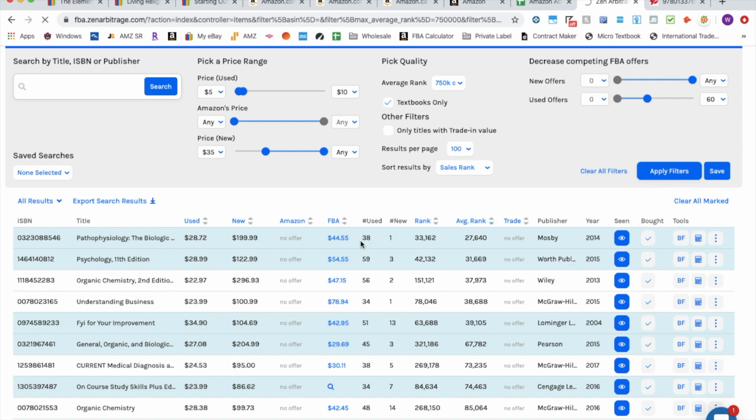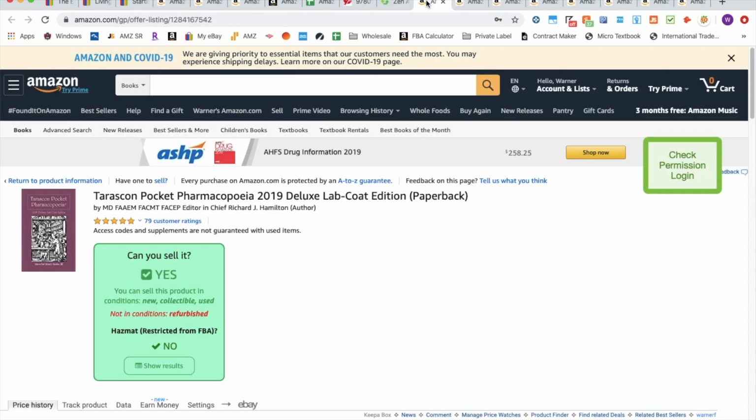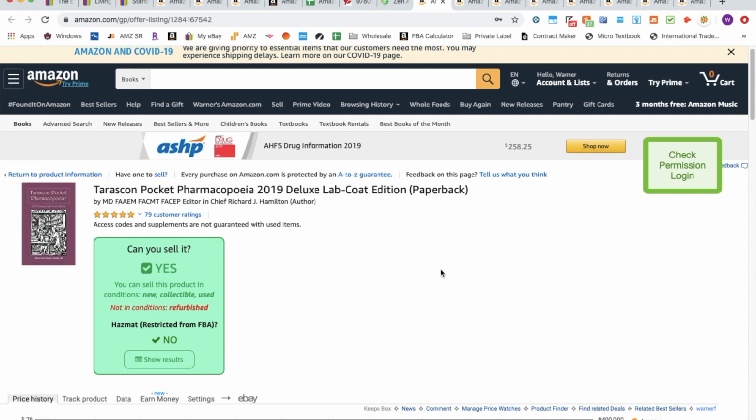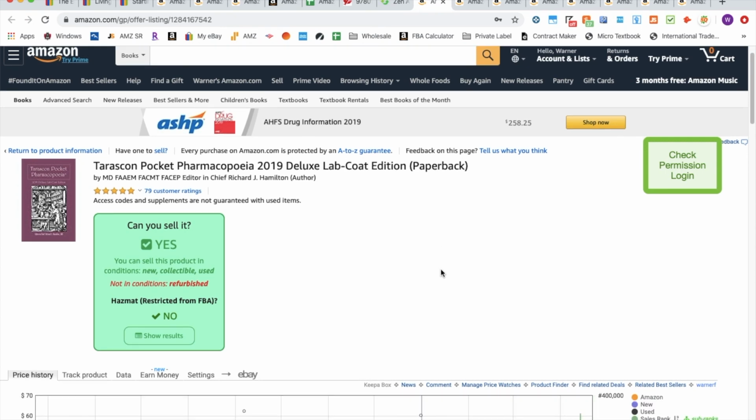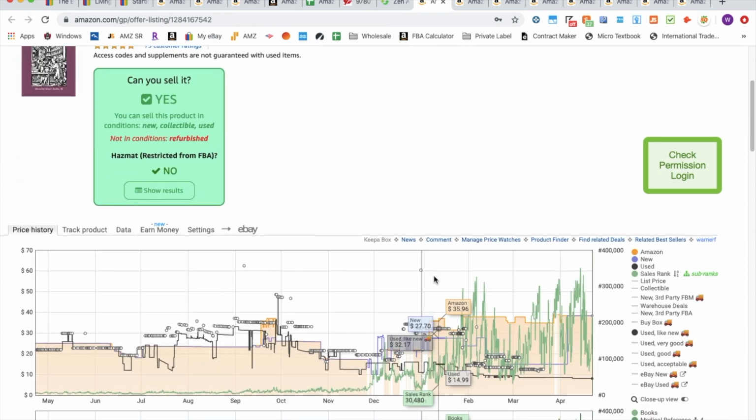We're going to apply the filters, see what we can see. All right, I went ahead and loaded up some of these cheaper books. Let's see if we can find anything in that $5 to $10 range. Like I said, I usually find them in more expensive, but just for the video's sake, let's see if I can find anything in the lower dollar values.